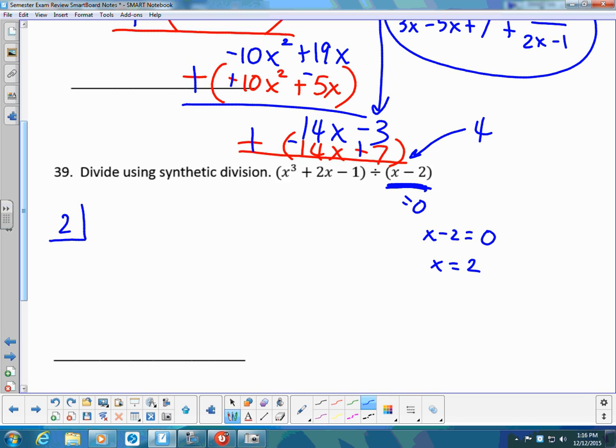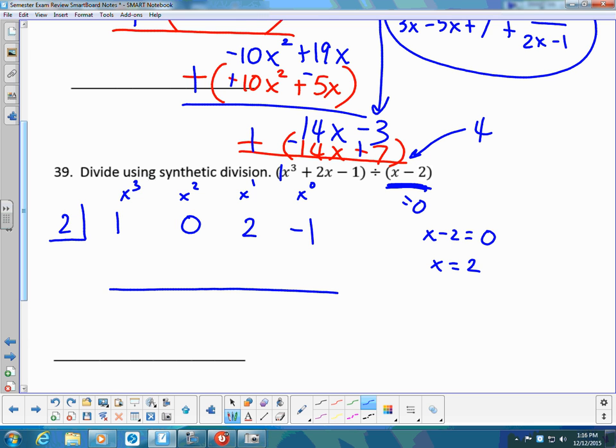I'm going to put 2 in a little box like this, and then I'm going to put the coefficients only. No need to write the x's. So I'm going to start with a 1 because that's my x cubed term. I don't have an x squared term, so I do need to fill in a 0. For my x term, I have a 2 as the coefficient, and that's my x to the first. And for my x to the 0 term, I just have a negative 1. So those are my coefficients from x cubed plus 2x minus 1.